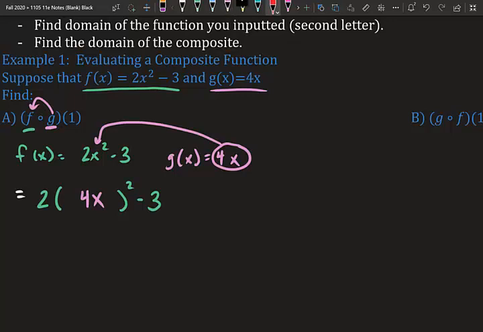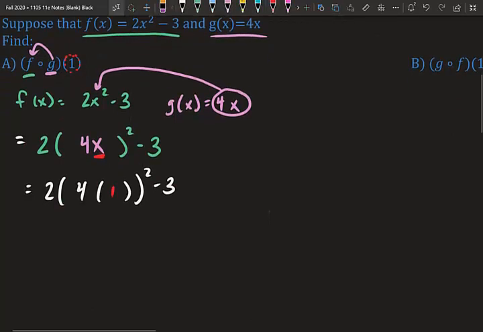Now we do have this 1 right here. That 1 just means plug it in as x after you form the composite. So we just formed the composite, and now we need to plug in 1 into here. We have 2 times 4 blank squared minus 3, and the blank we're plugging in is 1. Now all we have to do is simplify.